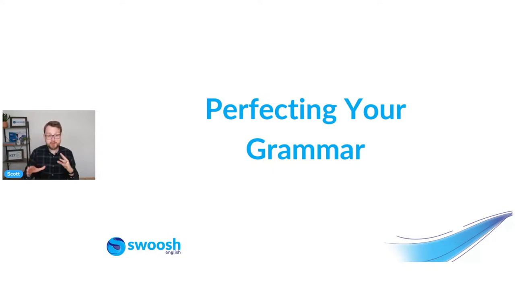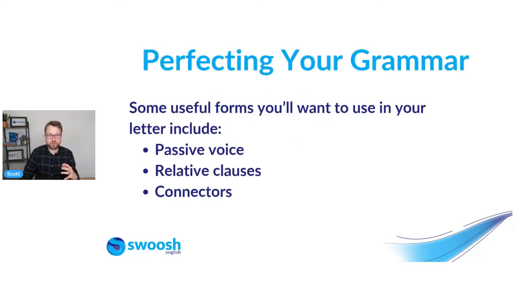Let's look now at ways that we can perfect our grammar when we're doing our writing for OET. So, as mentioned at the very beginning of this session, we want to keep everything as simple and informational as possible. How can we communicate as clearly as possible to keep things accurate? Now, we don't want to extend our grammatical reach well beyond what we need to, but we do need to keep in mind some useful forms that you'll want to use in your letter, because if used well, it just simply improves all aspects of clinical communication. They include the passive voice, using relative clauses, and connectors.